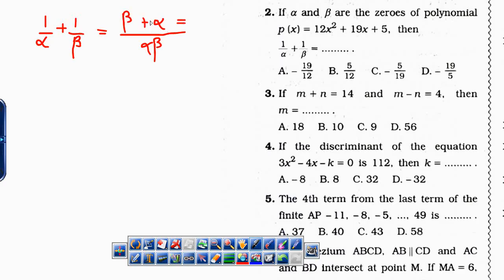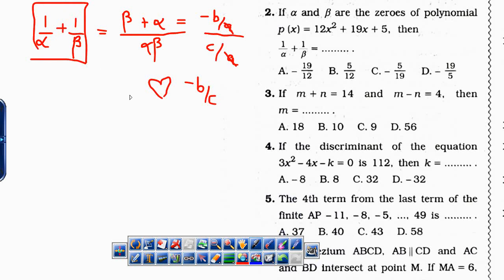Now you can see the numerator is alpha plus beta, that is minus b by a. Denominator is alpha into beta, that is c by a. A gets cut. Minus b by c should be remembered by heart as the formula of 1 by alpha plus 1 by beta. Here b is 19, c is 5. Therefore the answer is minus 19 upon 5.